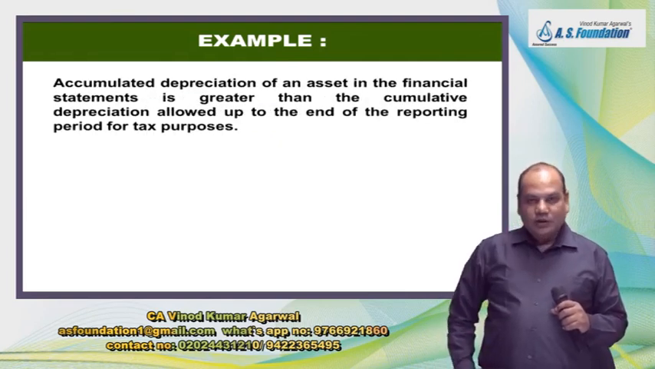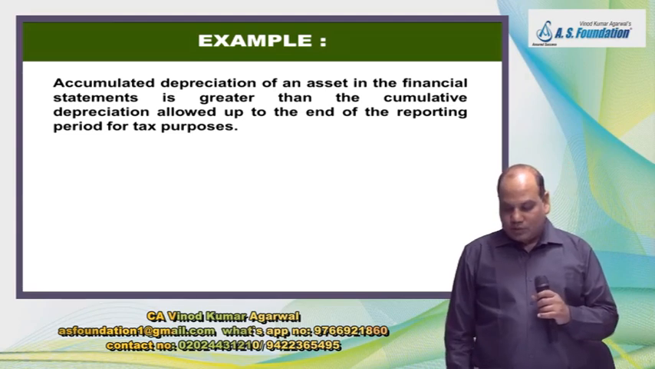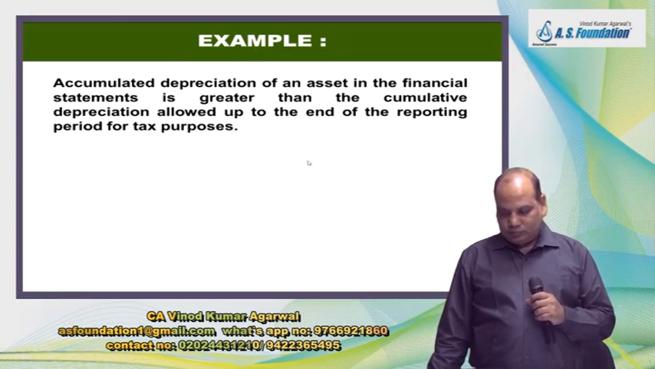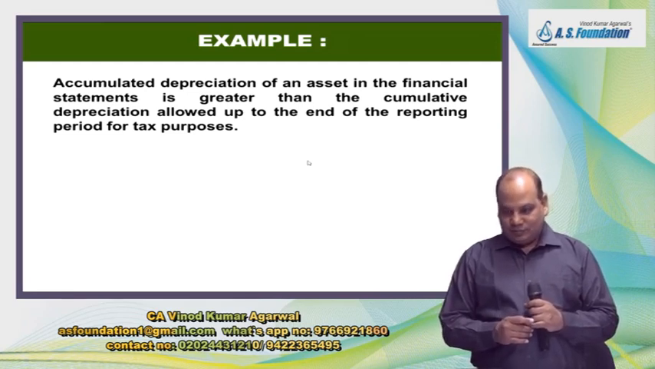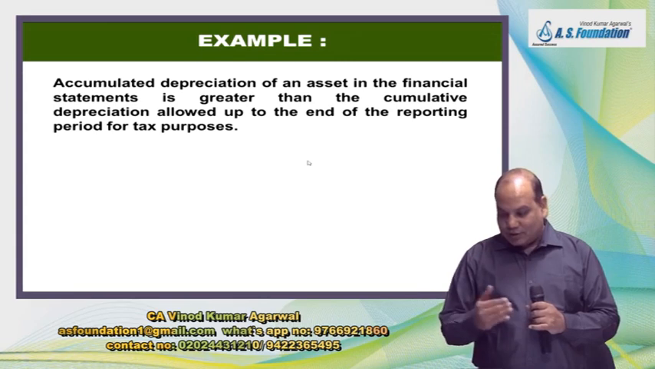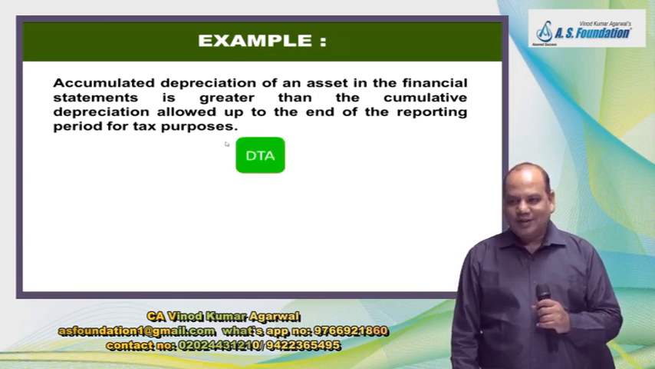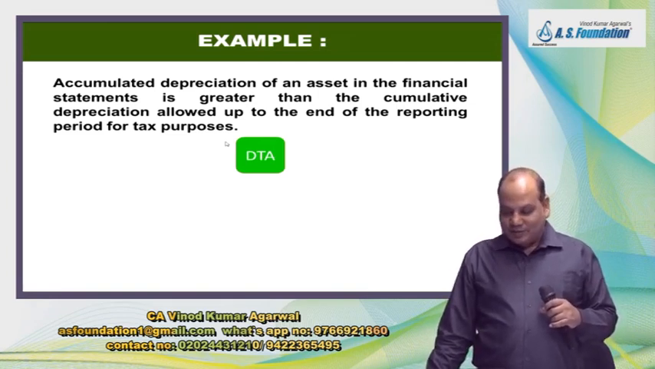Accumulated depreciation of an asset in financial statements is greater than the cumulative depreciation allowed up to the end of the reporting period for tax purpose. No, wait. Think and answer. Every answer is not DTL. Huh? DTA. Accumulated depreciation is greater than depreciation allowed for tax purpose. DTA. Sure. Final. Lock. DTA. Okay, now the answer will be random. It may be DTA or DTL.